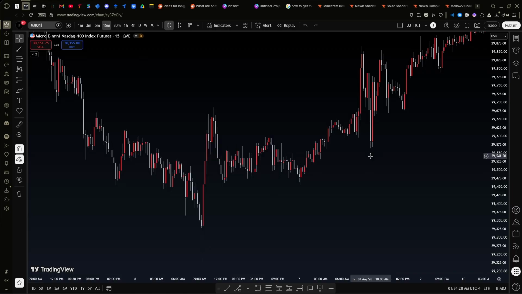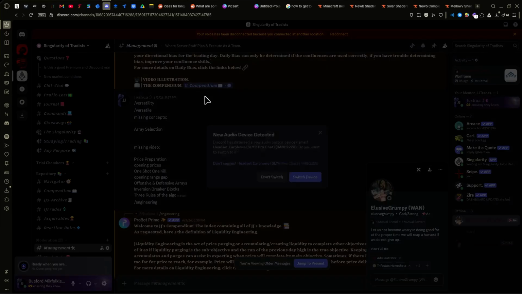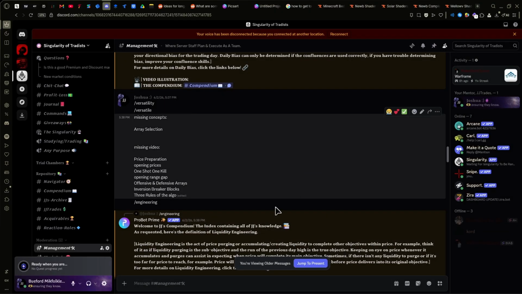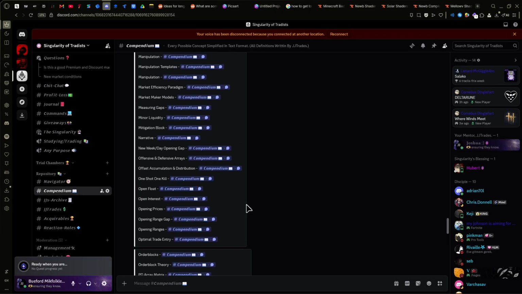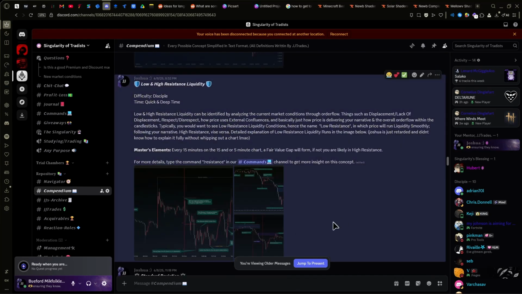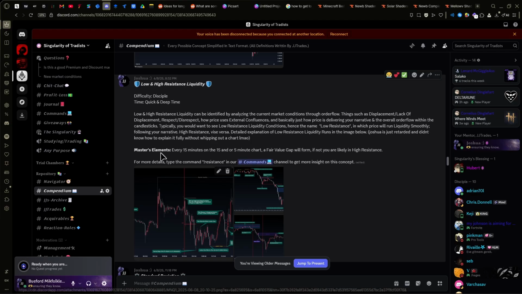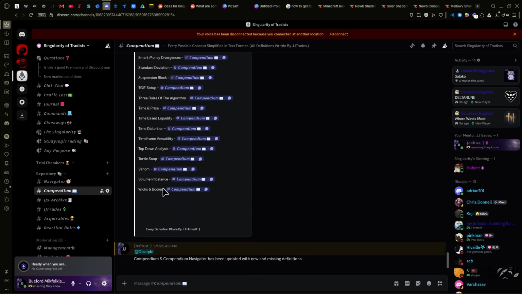Okay, now that that's out the way, let's go to the Discord server, in which I gave a little spoiler just now. Let's go to the compendium. Then we're going to go all the way to low and high resistance liquidity. If you want to read it, here it is right here. But remember, we have this Discord server for a reason. I don't have this here for no reason. Any concept that you want to learn is here in the compendium.